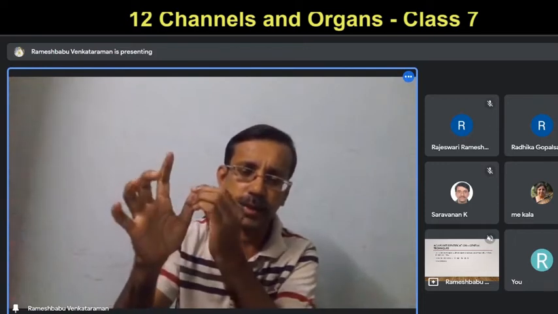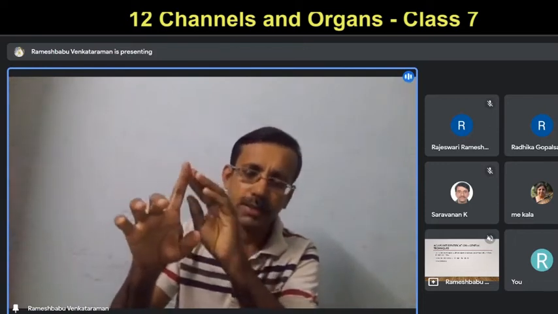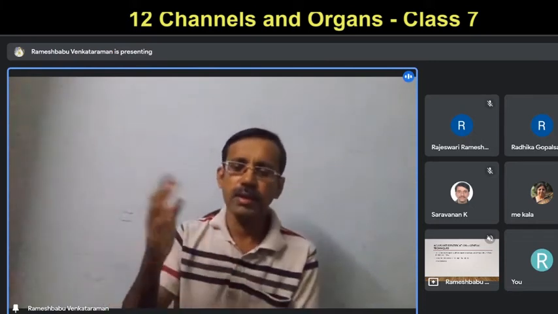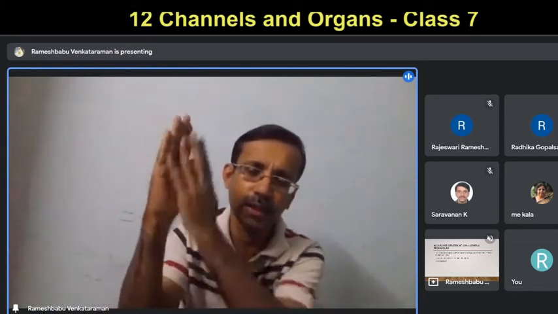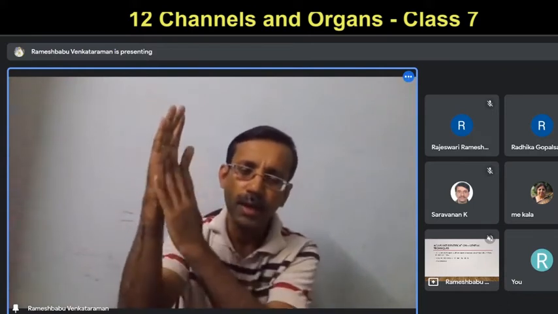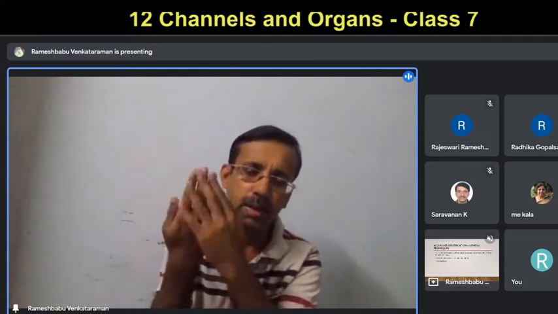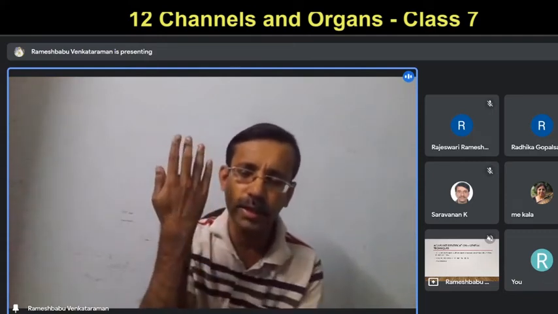It ends here in the finger, and the next channel starts from the finger, and then it goes to the organ. So this is how all the channels are. For example, if you see here, there are three important channels: lung, pericardium, and heart. But on the other side, you can see there are three other channels.